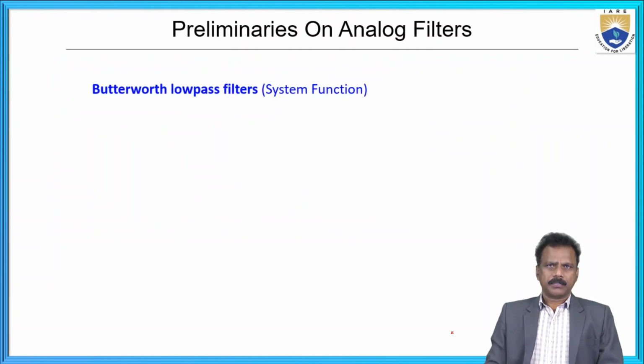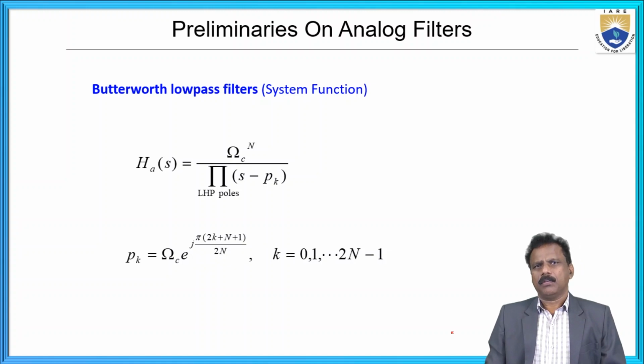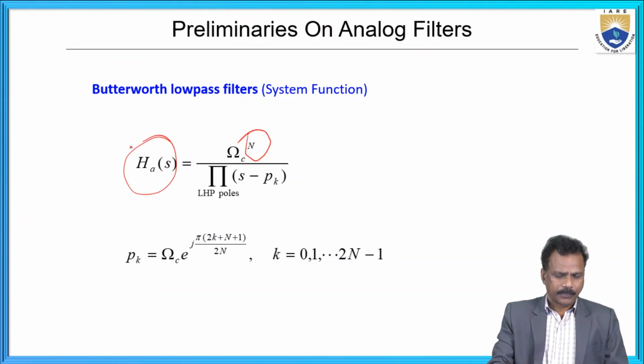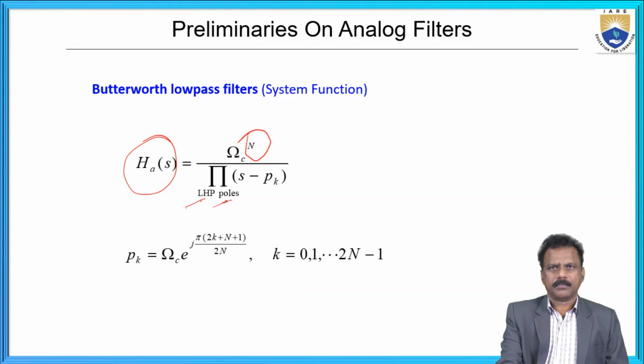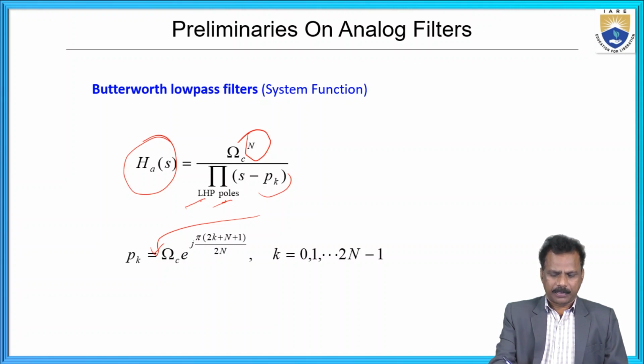Next, for the Butterworth low pass filter, in terms of the system function, you can consider Ha(s) equal to omega c power n divided by the product over the left half plane poles of (s minus pk). Here we don't yet know the pk values. The s value we know, and n, the order of the filter, we also know. For the poles, pk is equal to omega c times e power j pi (2k plus n plus 1) by 2n, where we have to substitute the k values.